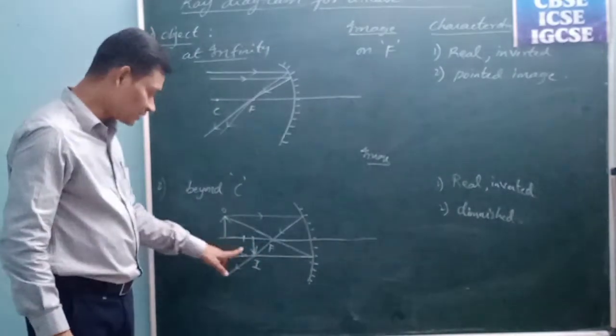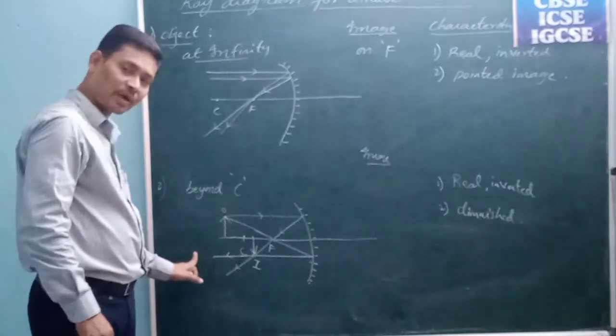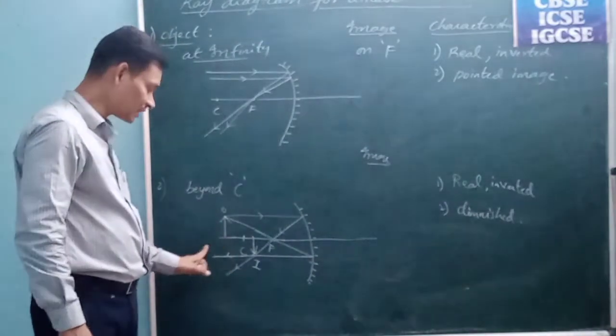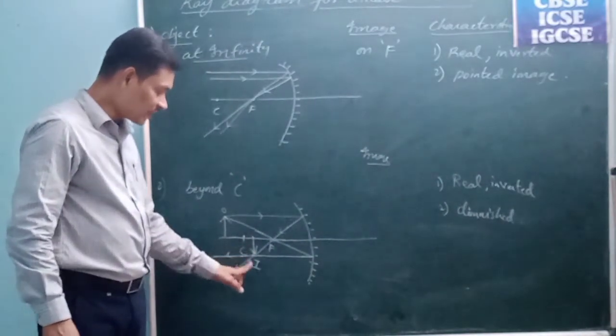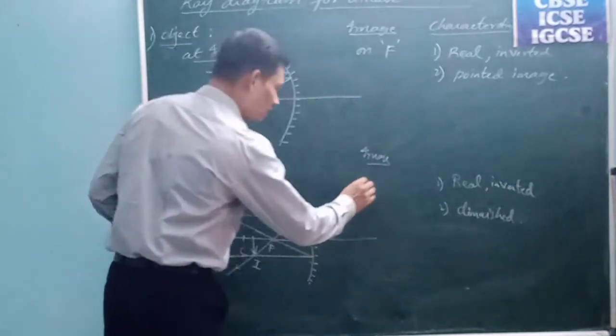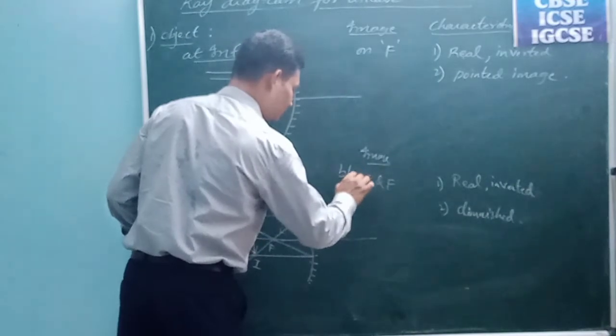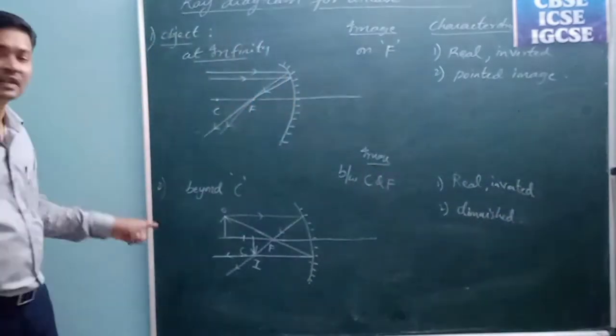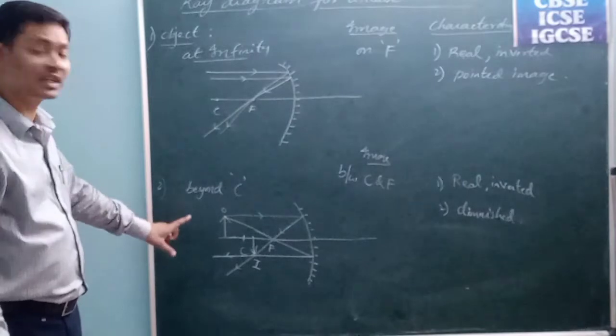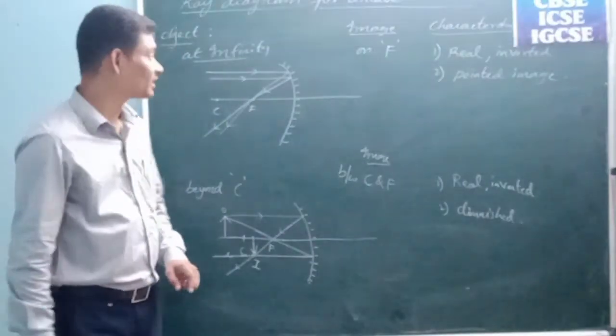We kept the object just beyond C, before C we have kept the object. So the image is falling in between F and C. These are the first two positions. Actually, there are 6 positions.